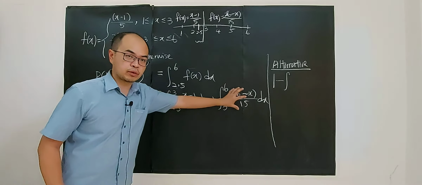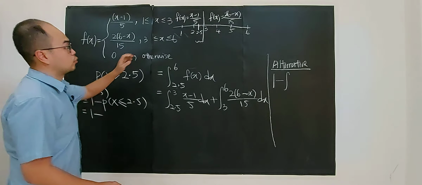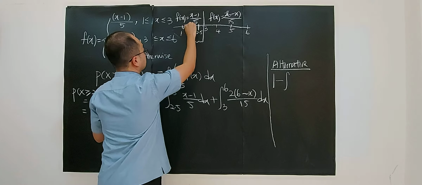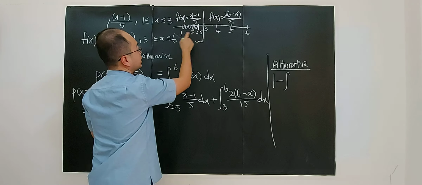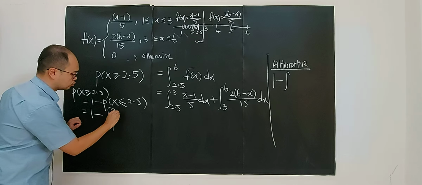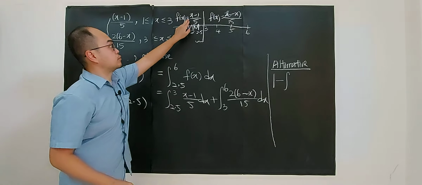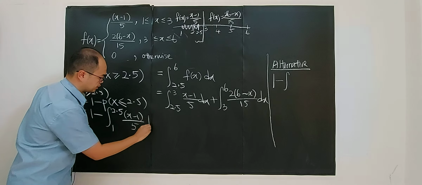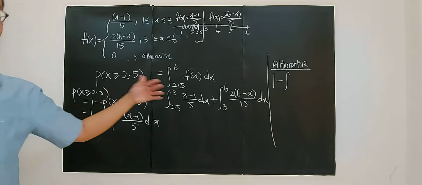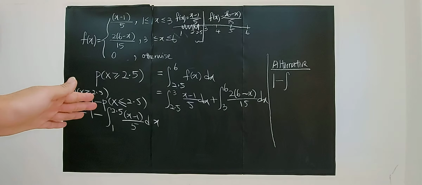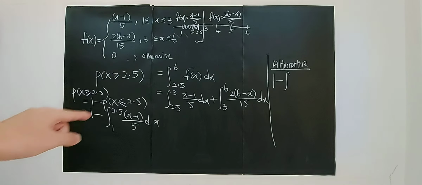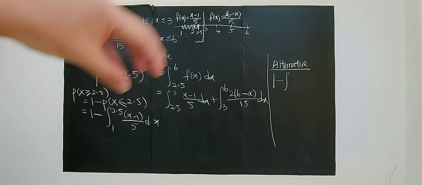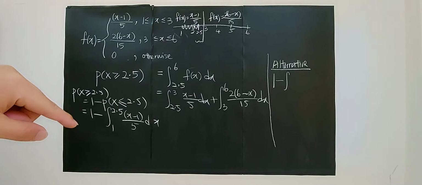Instead of using this way, you can use another alternative here, which is you integrate from less than 2.5. Less than 2.5 is this region, right? So from 1 up to 2.5. What is the function? (x minus 1) over 5 dx, right? If you want to compare between this alternative method and this one, definitely this one will be a lot easier, and they will have the same answer, right? The value of the probability will be the same.